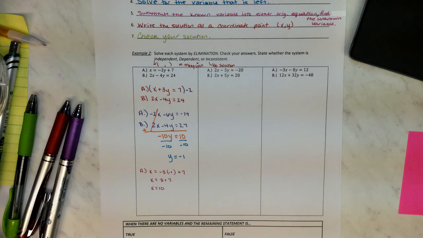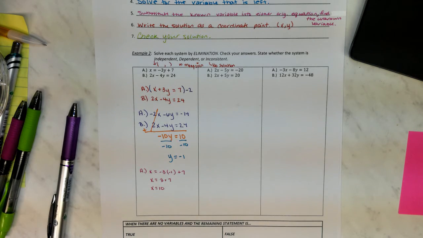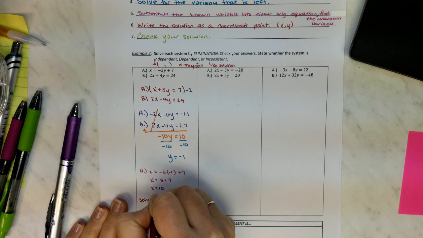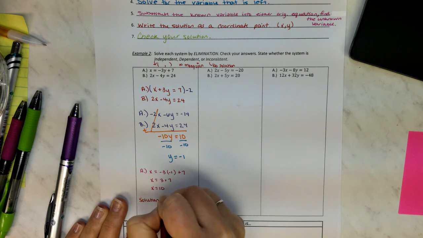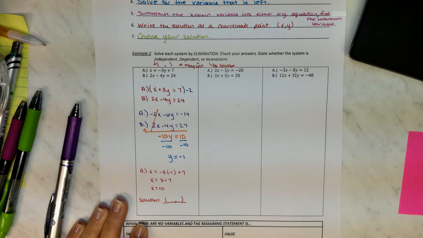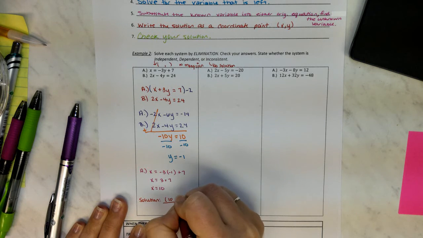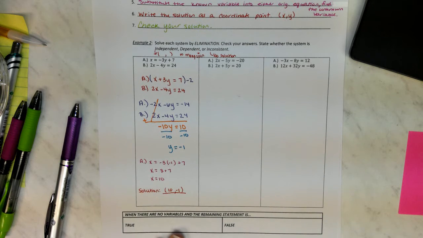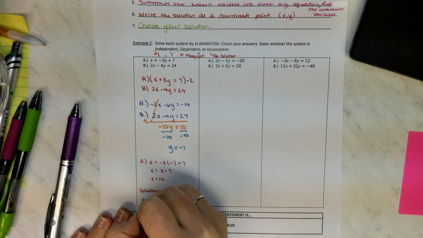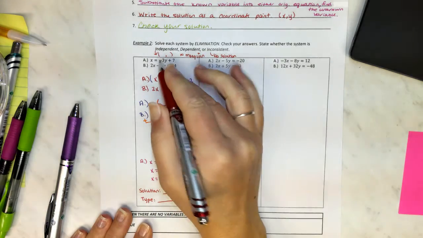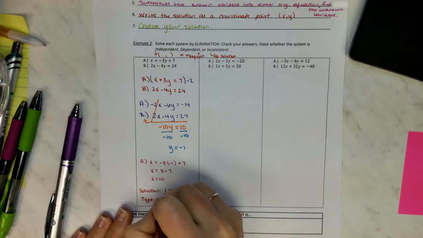Step 6 says to write the solution as a coordinate point. So my solution has to be a coordinate point. The x is 10. The y is -1. I'm going to make sure I put them in the correct spots. I also need to state the type. And since I had a solution, that's an independent system.